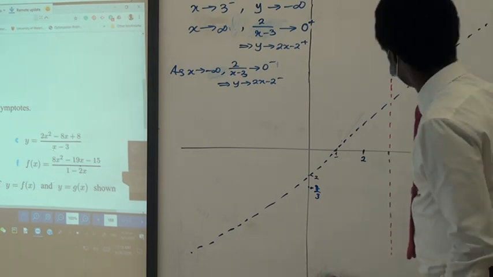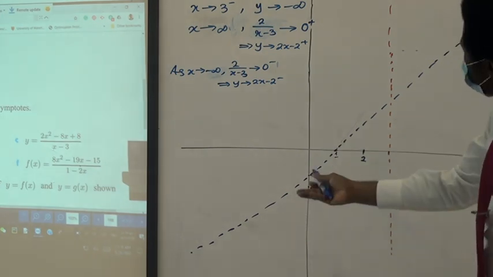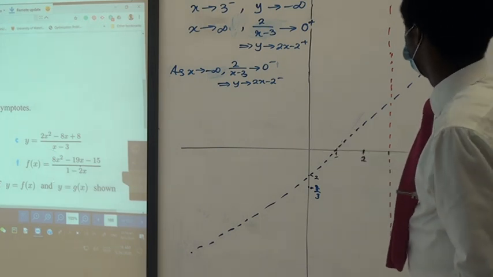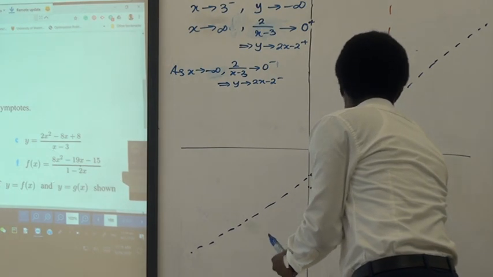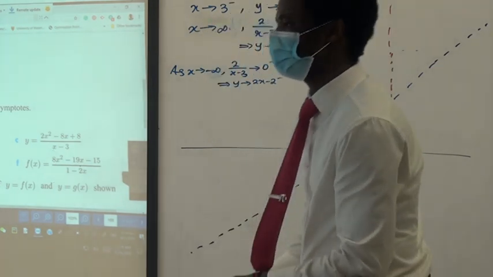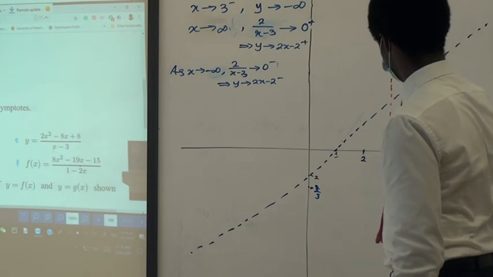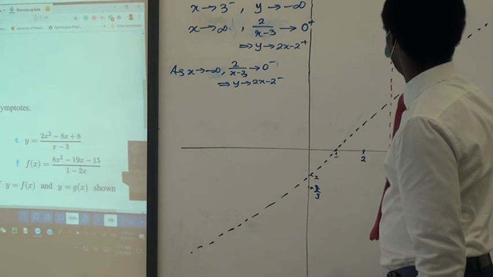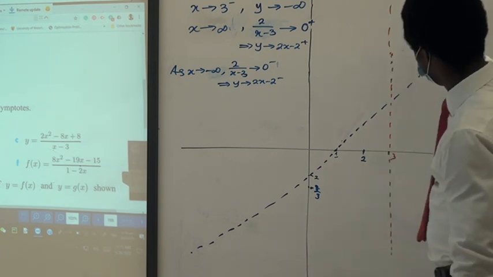And it's not going to touch this line. Okay? It looks like a curve, but it's okay. When x approaches 3, this is 3. Okay? The only vertical asymptote. When x approaches 3 from above, when x comes here, y approaches infinity. So the line goes up.